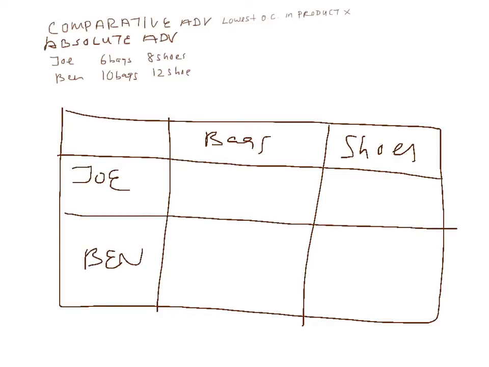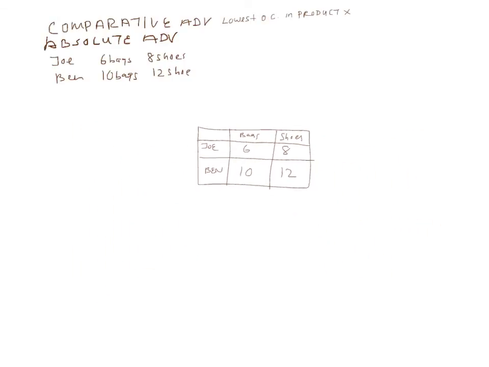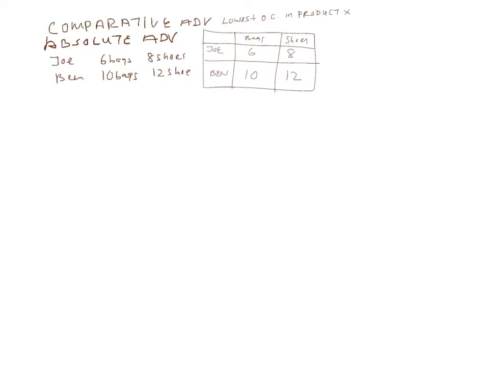Joe can make 6 bags maximum, or 8 shoes maximum, or any combination in between, right? If he makes 6 bags, he's making 0 shoes. If he's making 8 pairs of shoes, he's making 0 bags. And for Ben, it is 10 bags or 12 shoes. Okay, so what we can do with this information, we can put it to the side and we can say, who's better? Who has the absolute advantage in making bags, and who has the absolute advantage in making shoes?